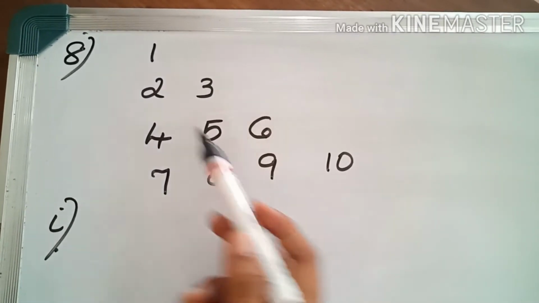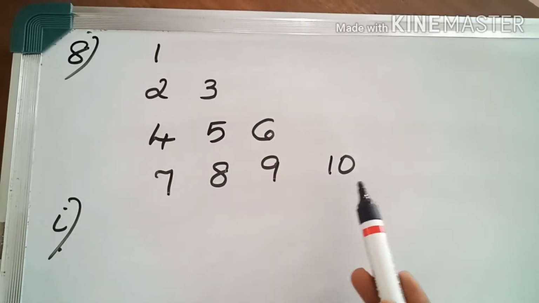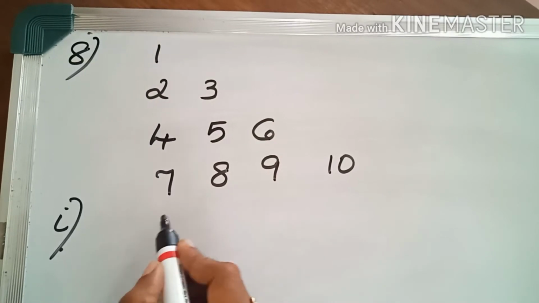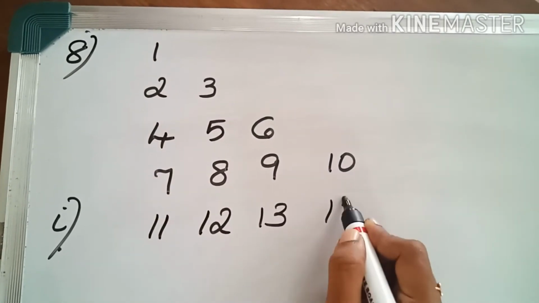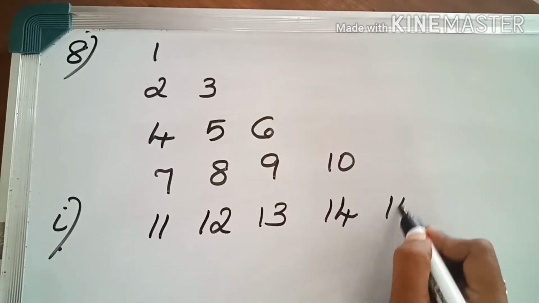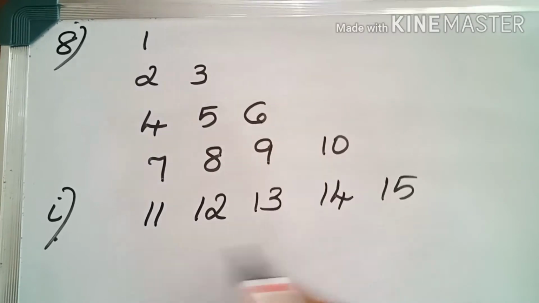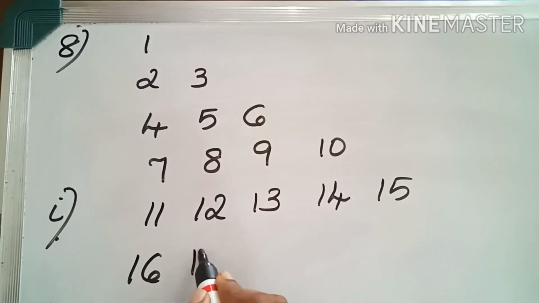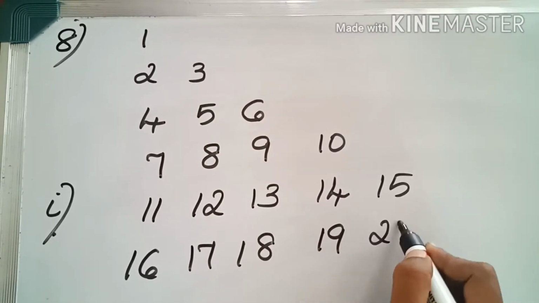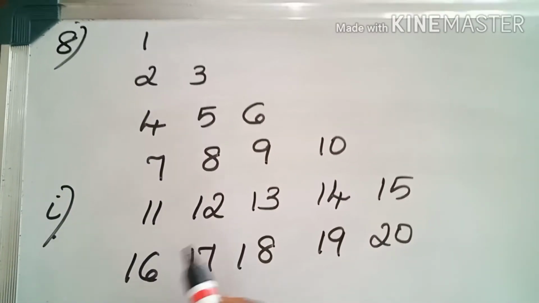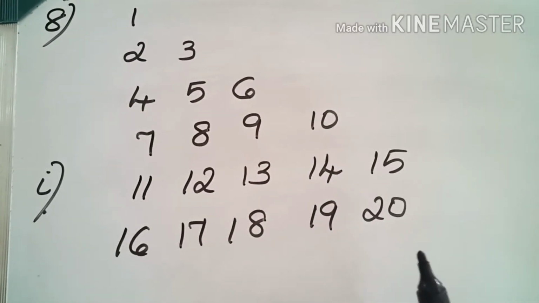You can directly write 2, 3, next number 4, then here 6, next number 7. That means here 10. So the next numbers will be 11, 12, 13, 14. One more number we have to write. So 15. So this is the first line. Now the second line, 16, 17, 18, 19, 20. Okay, these are the next 2 lines. So the first sub question answer is over.